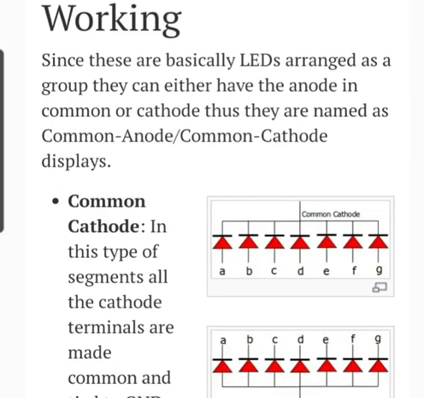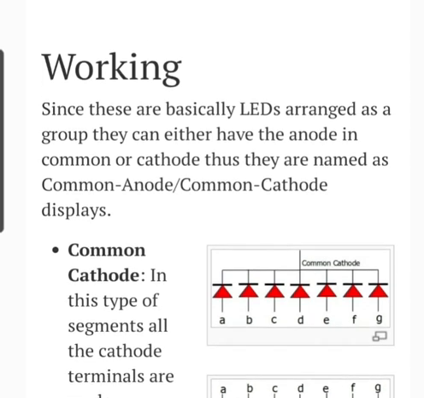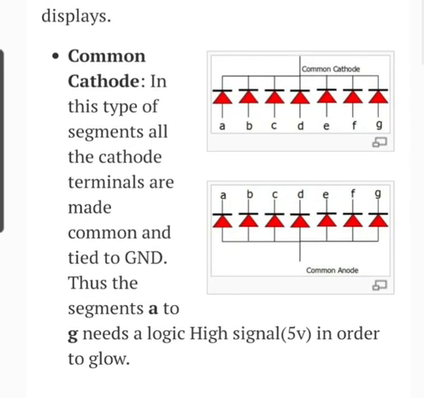Now the working of this 7 segment display. These are basically LEDs which are arranged as a group, so they can either have the anode in common or the cathode in common. So they are named as common anode or common cathode displays. The diagrams for common anode and common cathode are shown here.